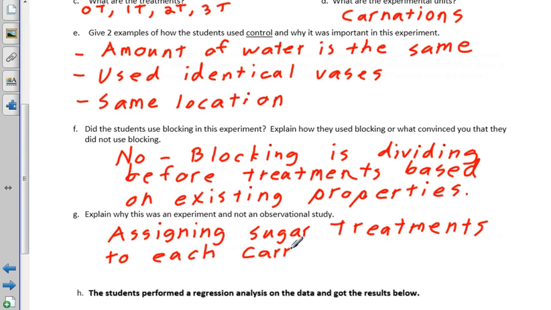Only thing I would add is that to be a good experiment, they would need to use random assignment. I'm just going to make that note here to make sure you remember that. Assignments should be random. Did it say they were?